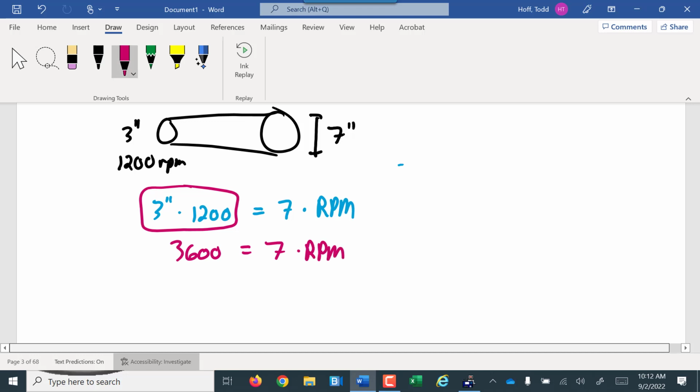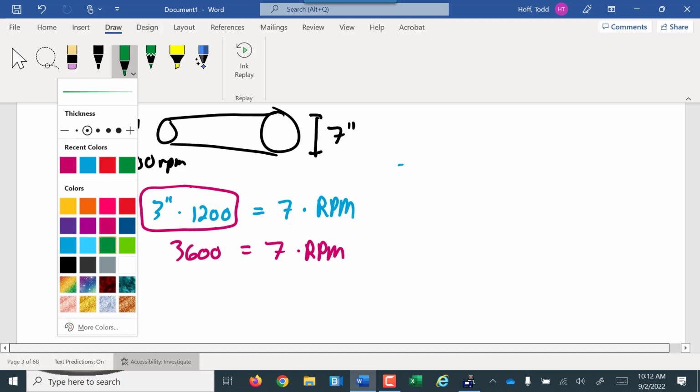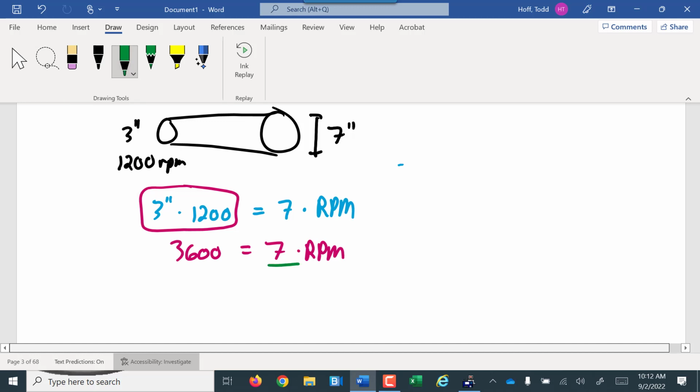On the right side, we need to get the RPMs by itself. To do that, we need to divide by the 7. So 3600 divided by 7, what is that? 514.2857143 approximately. RPM.